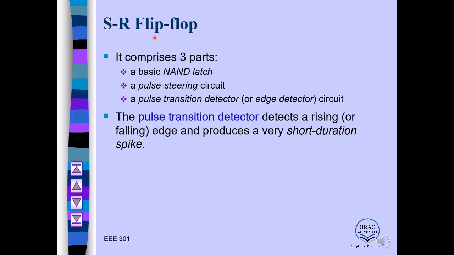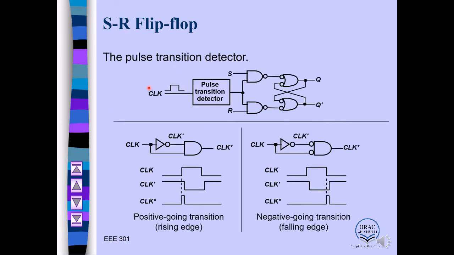Our SR flip-flop consists of three parts. One is a basic NAND latch, another is a pulse steering circuit, and the last is a pulse transition detector or edge detector circuit. The pulse transition detector detects a rising or falling edge and produces a very short duration spike. Here is the SR flip-flop representation. This is your latch, this is your pulse detector circuit and steering circuit, and this is your clock.